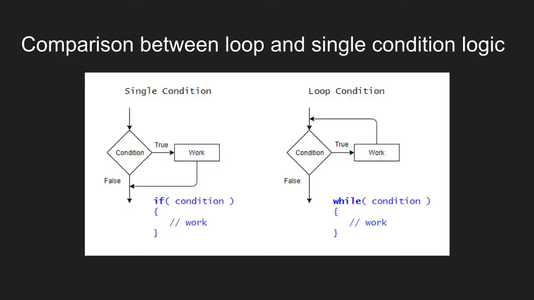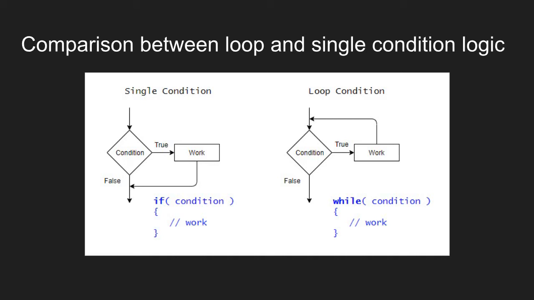Let's compare the single condition logic of an if statement to the loop logic. In the single condition logic, we go down and check some conditional expression to see if it is true or not. If the expression is true, we do a little bit of extra work. If the condition is false, we just go along with our program. We can implement this single condition logic using an if syntax.